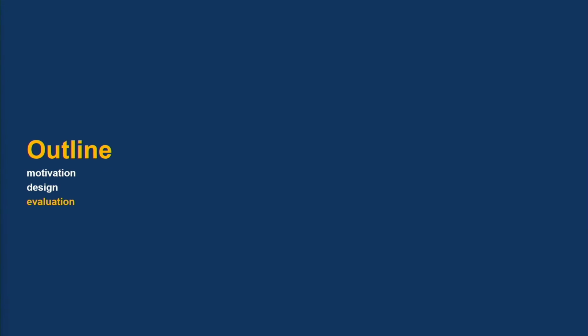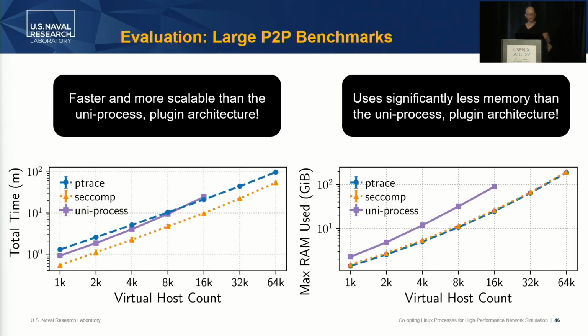All right, just a couple of slides left for the evaluation, and then I'll be done. First, we did a large peer-to-peer benchmark evaluation. These graphs show scales from 1,000 nodes up to 64,000 nodes, or processes. The left graph shows the total runtime of the simulation. We're comparing here ptrace, which is an optimized version of the gRaIL approach, to seccomp, which is our approach, to the uniprocess approach of Shadow version 1. We find that we're faster and more scalable than the uniprocess plugin architecture across all scales. And on the right, we found that our memory mapping approach uses significantly less memory than the uniprocess plugin architecture. So with this peer-to-peer messaging benchmark, our approach was better in all cases.